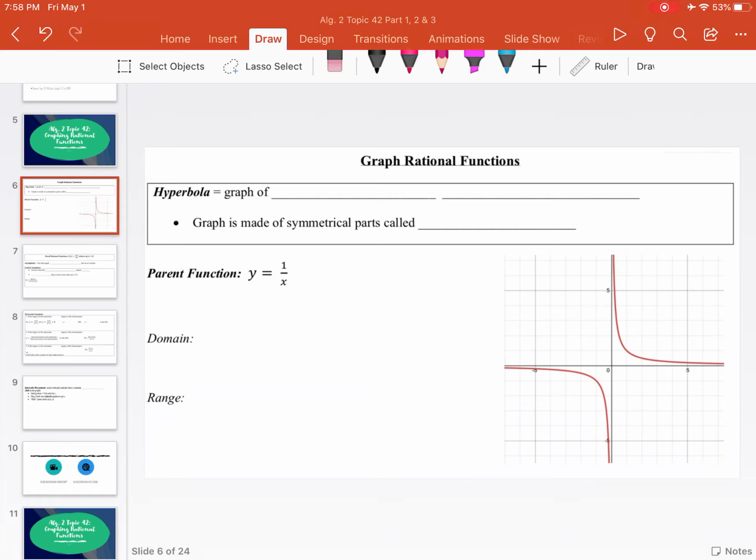For graphing rational functions, there is a specific name related to a rational function. It's called a hyperbola. So the graph of a rational function is called a hyperbola. Now this graph is made up of symmetrical parts. It kind of looks like boomerangs, but they're called specifically branches.